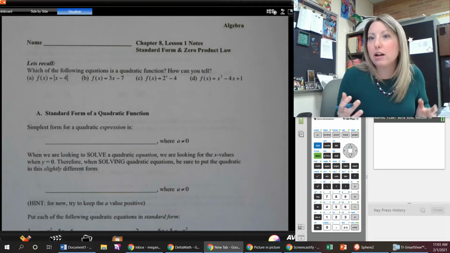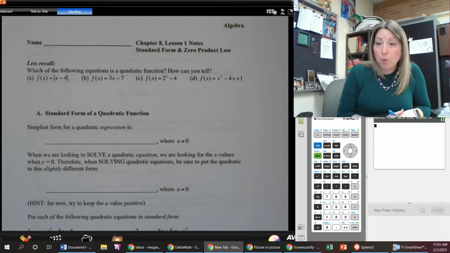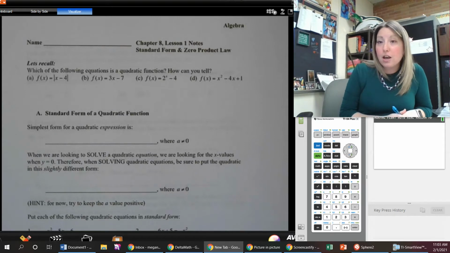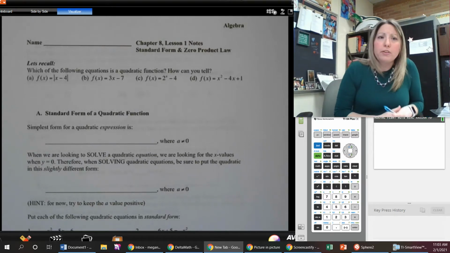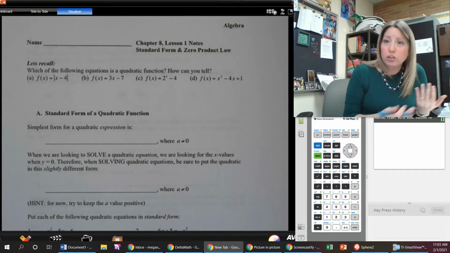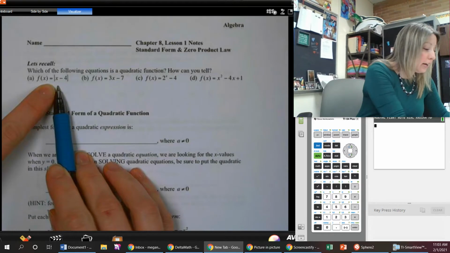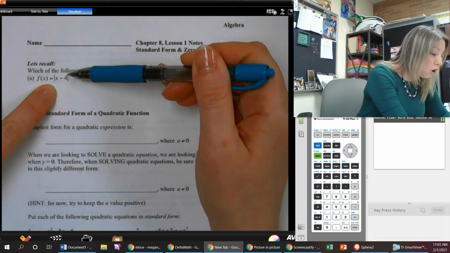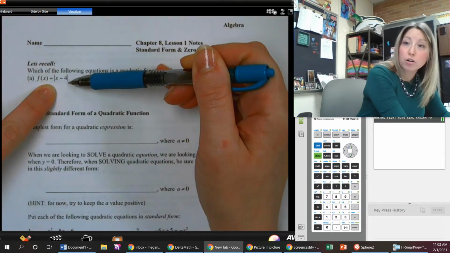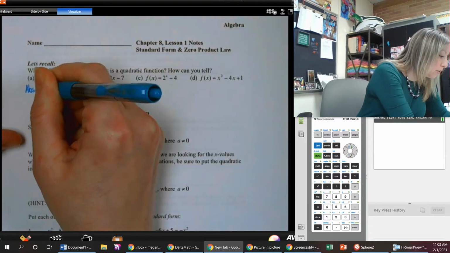So it's going back to chapter 3 when we talked about functions in general and what our different types of functions were that we have to be able to recognize. The first type of function listed here is an absolute value function. And I can tell because the bars around my x are straight up and down. So I know that this is absolute value.